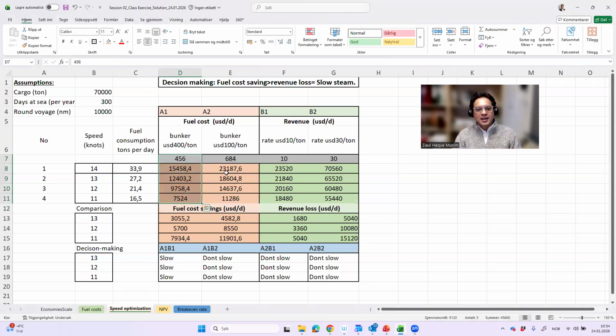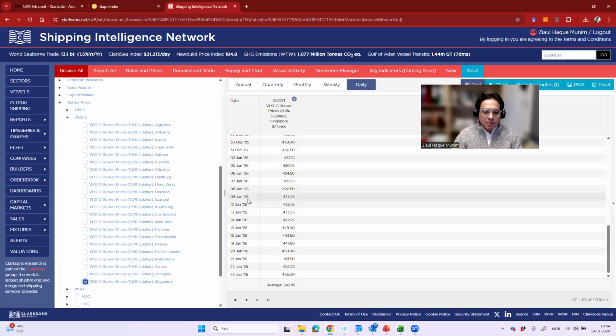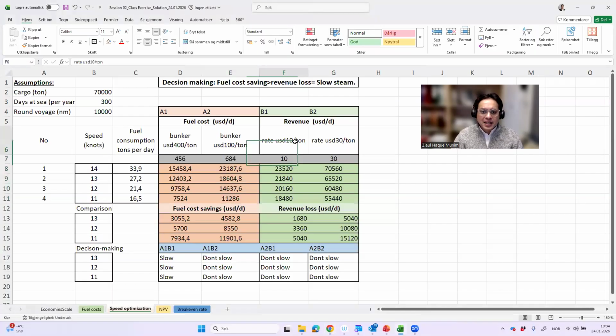This is for the real price. If you expect your bunker price to go up by this number, you put the number here, and then you can get an updated result for the next weeks or months to come, right? As you can see here, bunker price is fluctuating from week to week, right? Similarly, we can put the real numbers for freight rate and see how the results look.